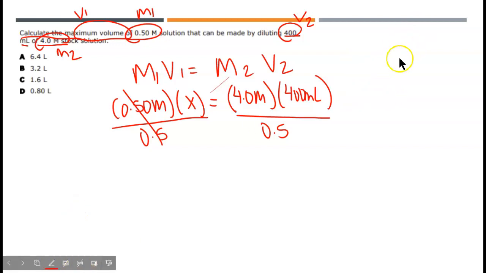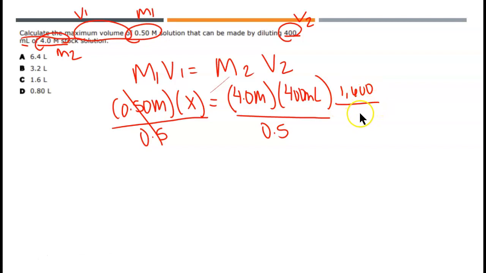There you go. 1,600, and then we're going to divide that by 0.5. When we do that, we should get 3,200 milliliters. Okay, do you see 3,200 milliliters on your answer?